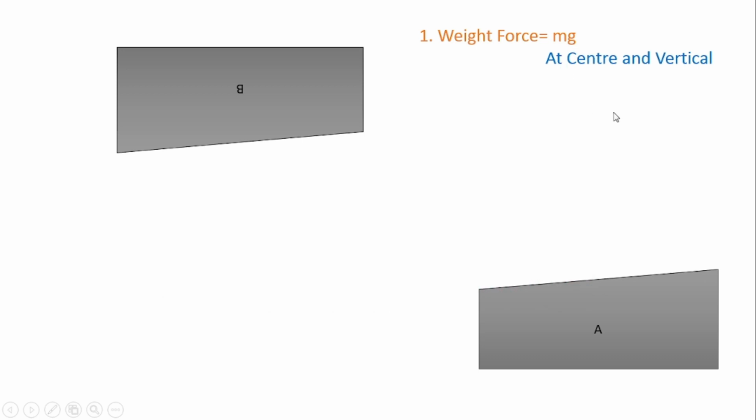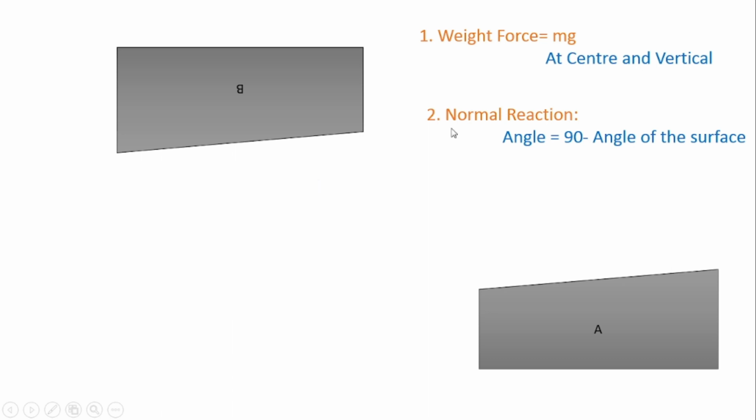How will you show the weight? Always show the weight at the center and it is pointing in the downward direction, and this is a vertical force. Please remember, the weight force is a vertical force. Weight force should be shown from the center in the vertically downward direction. So remember this point.